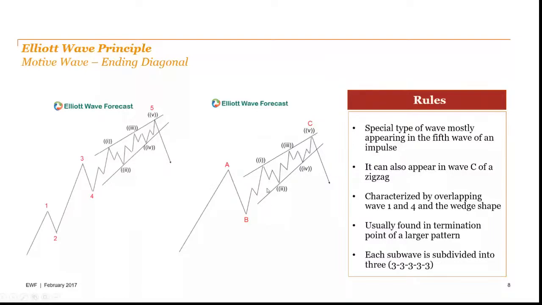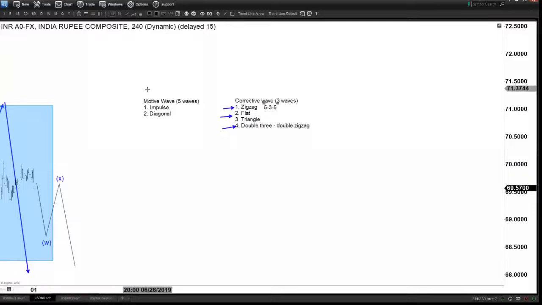In this case, we show you an example in which the subdivision of this wave 1 is in 3 waves. 3 waves here, 3 waves, 3 waves, right? So you can see 3, 3, 3, 3, 3, converging, overlapping 4 and 1 within wave 5, a diagonal. Or in the C leg of a zigzag, 1, 2, 3, 4, 5, everything is in 3, overlapping 4 and 1, converging like a wedge, is a diagonal. All right, so we pretty much finished the motive wave now, which is basically 2 types, an impulse or a diagonal. Now we're gonna go to the corrective wave.